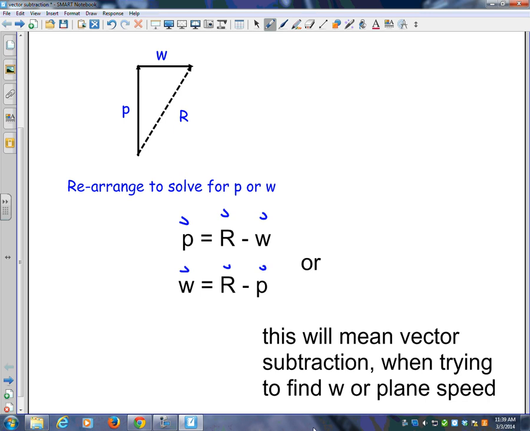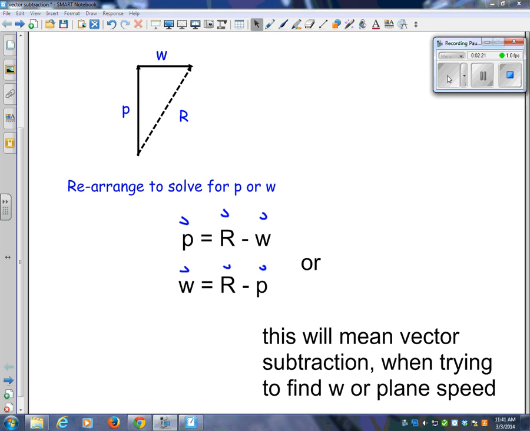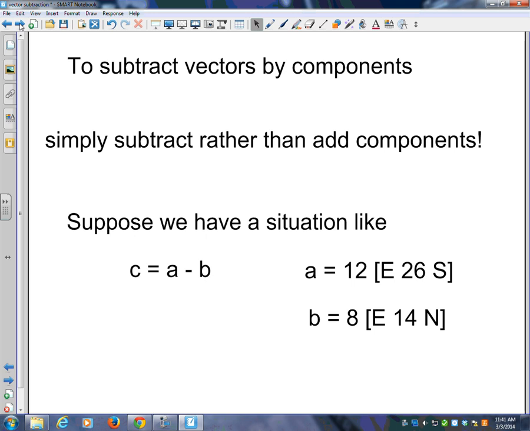Okay, I'll pause there for a second. So let's look at a specific example here. Okay? To subtract vectors by components, you really just subtract rather than add the components. Rather than taking ax plus bx, you just do ax minus bx. Subtract the components. That's as simple as it is.